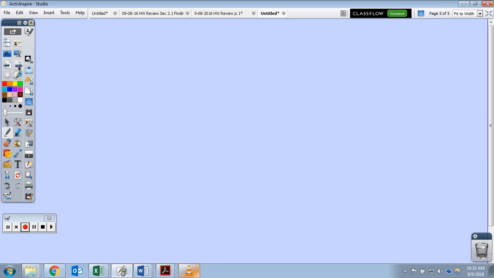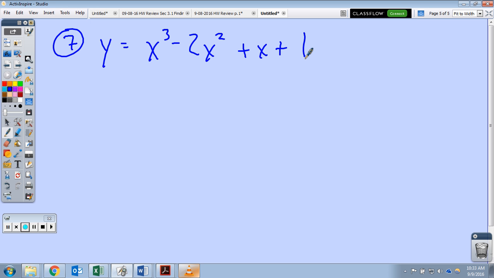And then the next problem is number 7. It says find the horizontal tangents of the curve. And we're given y equals x cubed minus 2x squared plus x plus 1. Okay, so for this one, you have to think about horizontal tangent.